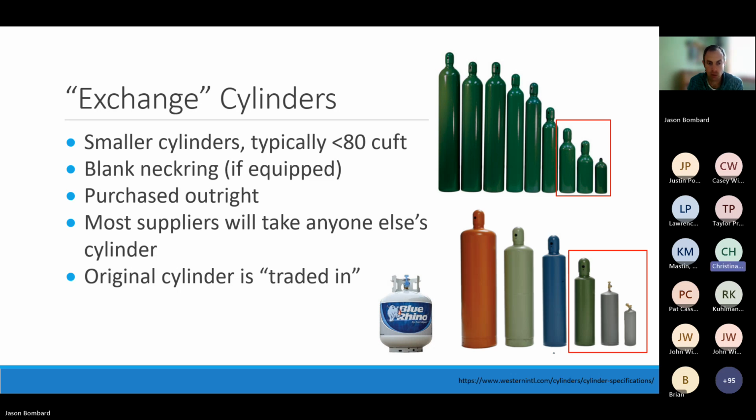Okay. All right. And one quickly from another submitter. How do they get acetone or DMF into the cylinders when filling?